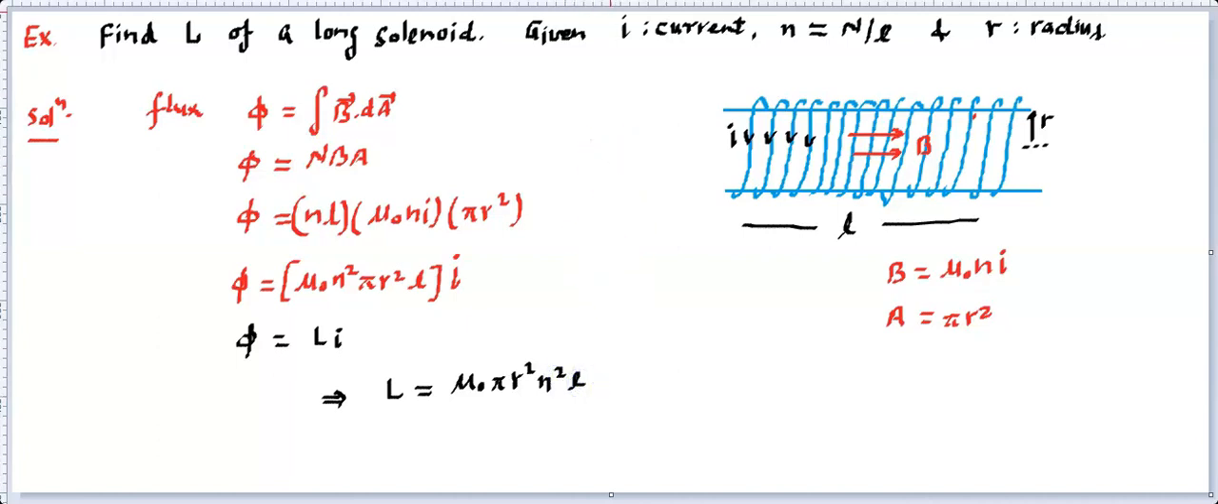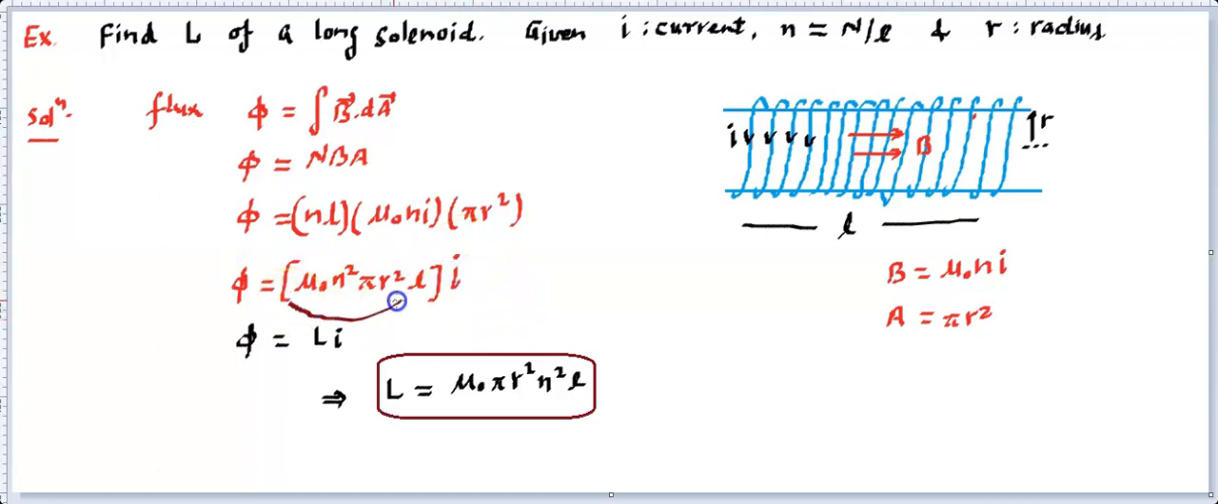So this is a kind of formula as well for you. For a long solenoid, the formula for self-inductance is this much. And how we have calculated, the idea was simple. You calculated the flux, then you simplified it, and ultimately found that this flux is directly proportional to the current.